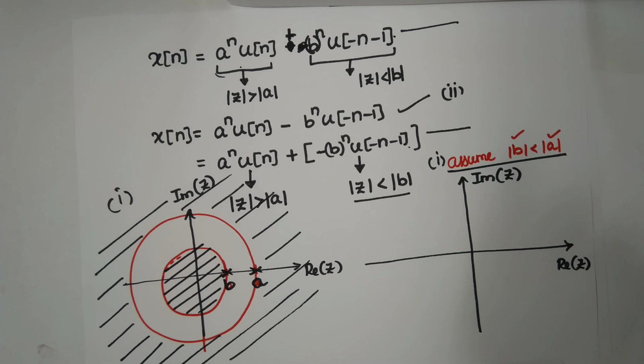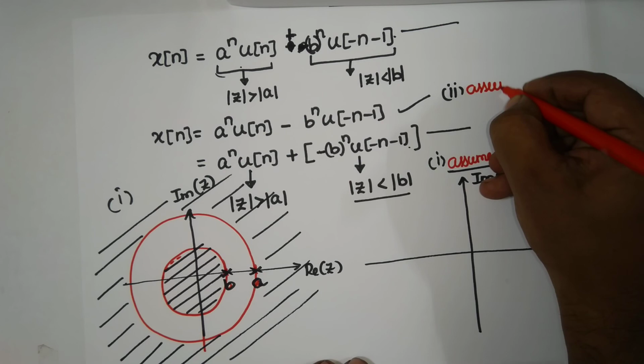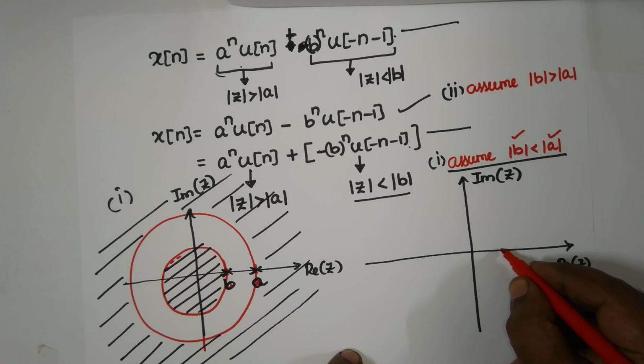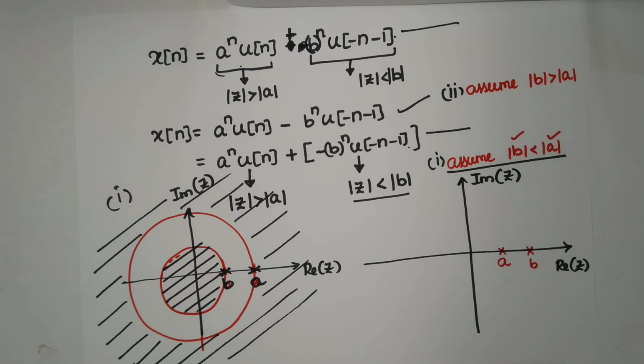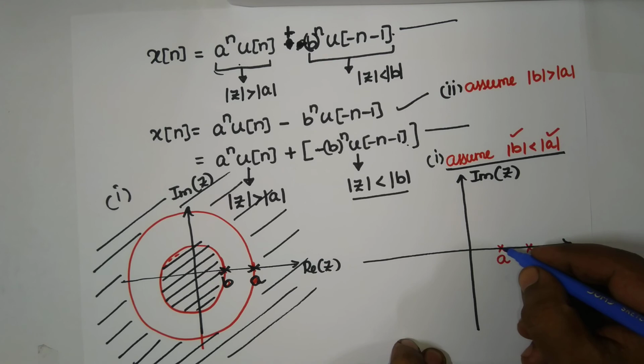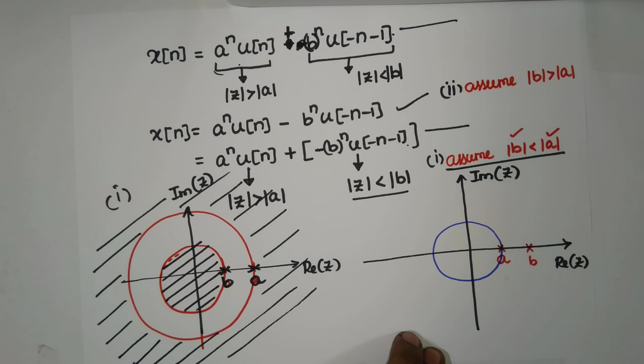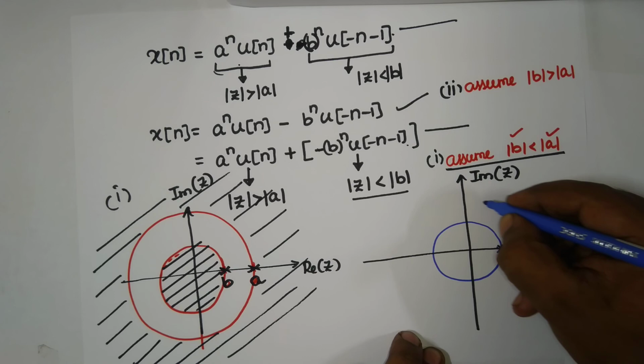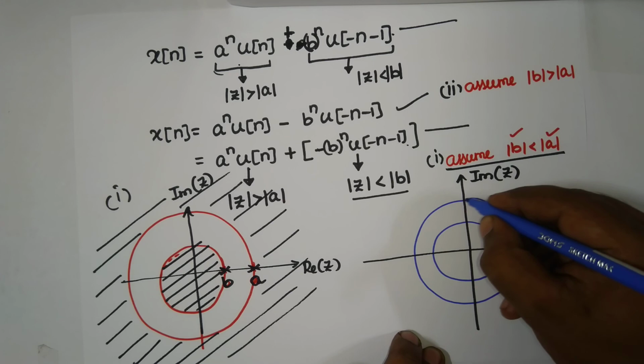Now assume B is greater than A, I mean pole B is greater than pole A. So in that case, let me take pole A here and pole B like this. As these are positive quantities, I am taking them towards the right side. Otherwise radius must always be positive anyway. Let me draw a circle passing through the origin, one more circle passing through pole A, and one more circle passing through pole B. Somehow I approximately try to draw a circle. This is B and this is A.